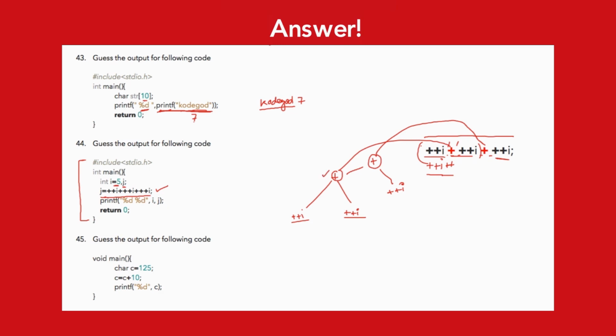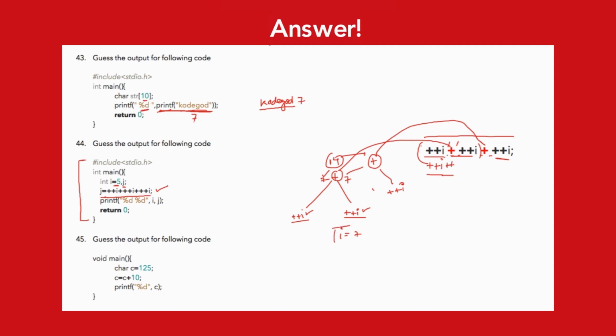Because i is 5, after executing both the statements, i will become 7, and this incremented value will be utilized by this plus sign. So 7 plus 7 will give us 14. This 14 will be used by this operator now.